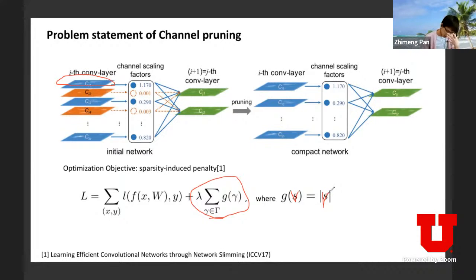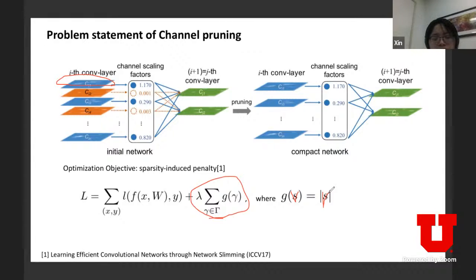I see. So it's just the L1 norm applied to the scaling factor. Yes, the L1 norm. You use the L1 norm to select the output channel. That's a regularization on the scaling factor. So that's the penalty. It will force the scaling factor to be close to 0. And this is trainable in the network.